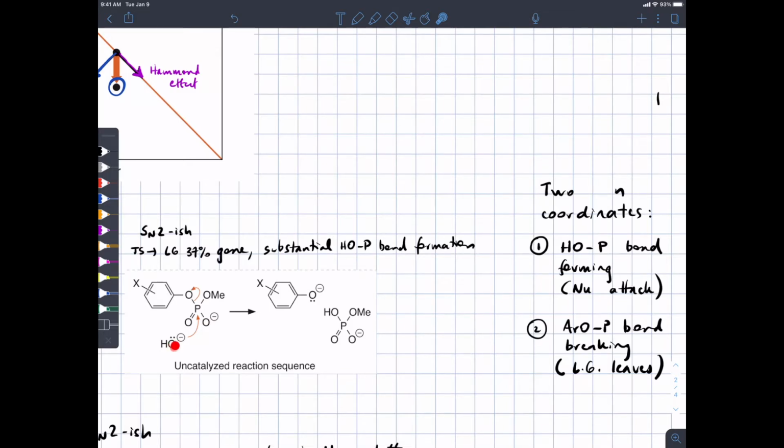One is the distance between the phosphorus and this oxygen. So that's the nucleophilic attack. And then the other is going to be the distance between this oxygen and this phosphorus, or in other words, leaving group leaving. And for the uncatalyzed reaction, and we'll talk later about how you actually make these measurements, they calculated that the leaving group was about 37% gone. And there was substantial new bond formation between oxygen and phosphorus.